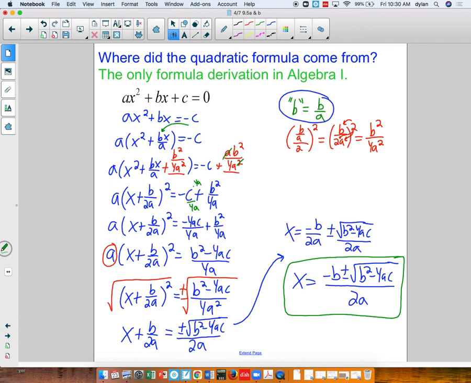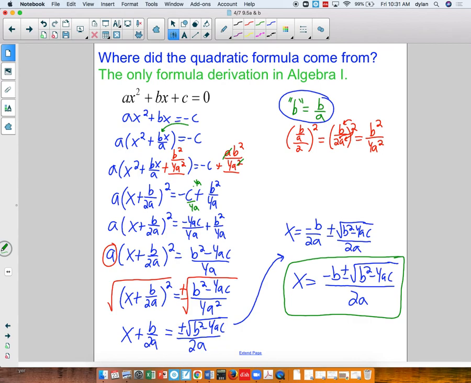So this is a demonstration of where the quadratic formula comes from. And notice that we started with something we know, just standard form of a quadratic. We completed the square, and when we were done with that, we ended up with an equation for x that happens to be the quadratic formula. So this is what's called a derivation in math.